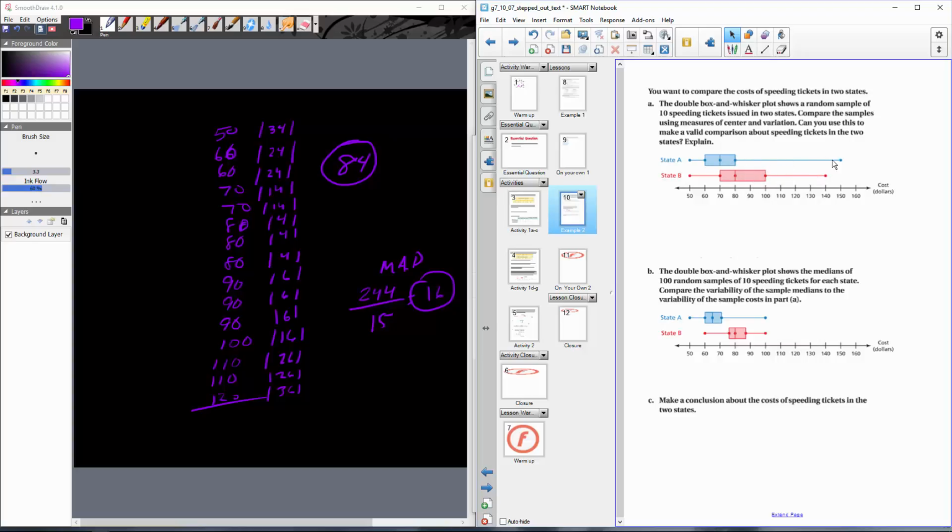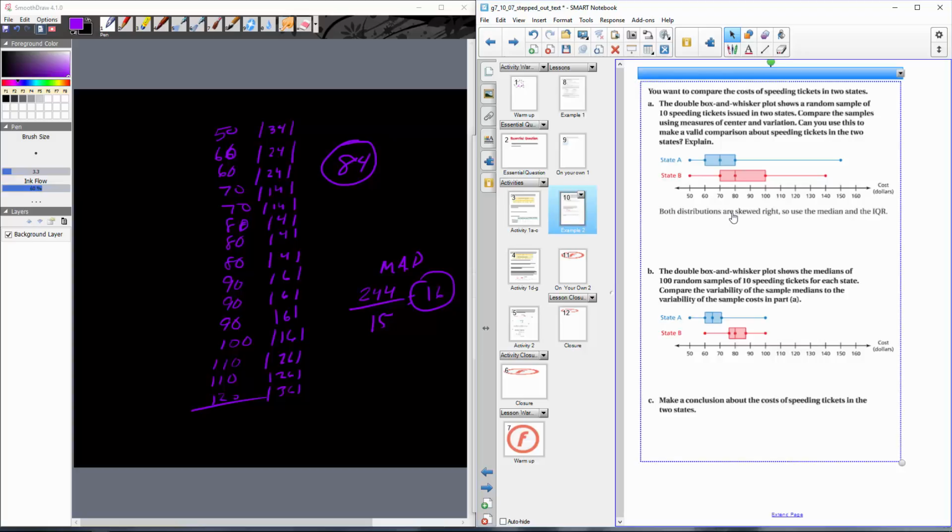Now A does have a higher cost, a ticket that's more expensive. There's kind of an outlier here. But if I look at data, it seems like a lot more of it's right up here, right? 25% is more than this 75% over here. But there's only 10 speeding tickets. We need a lot more data to do this, to figure things out.